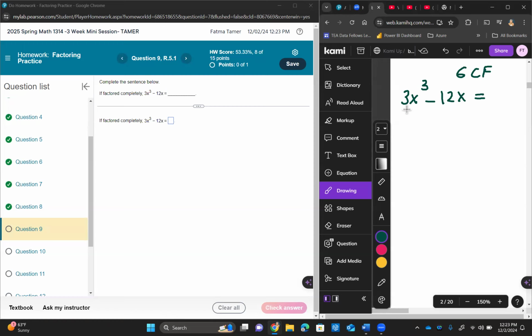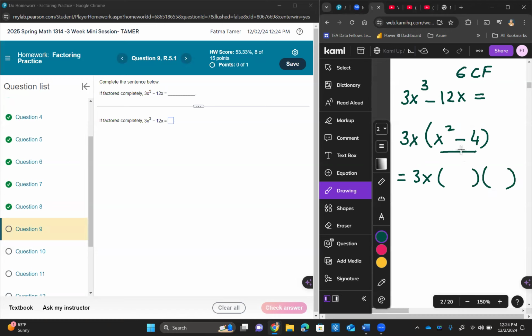In this case, 3 and 12, I can divide both of them by 3 without the remainder. X cubed and x, their common factor is just x. So 3x is a common factor for both of these terms. Now what is left is this one still needs an x squared, because when you multiply the 3x and x squared, that gives me a 3x cubed. And then for the second one, I will need a 4, because 3x times 4 is 12x. So we know that 3x is a common factor. And now we need to work on x squared minus 4.